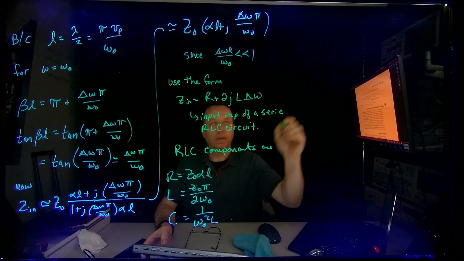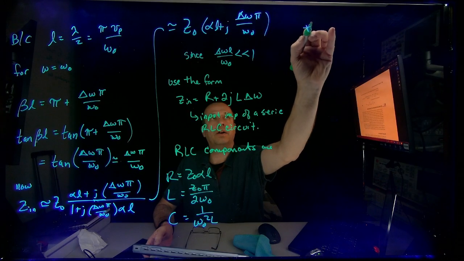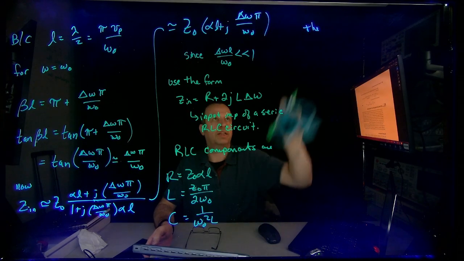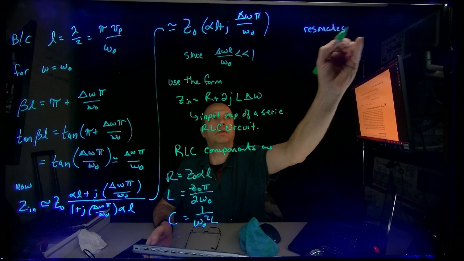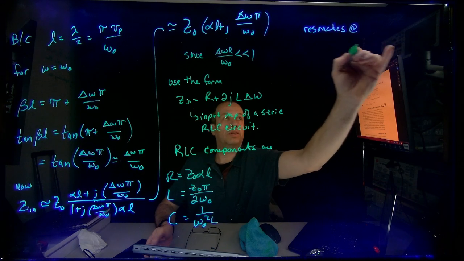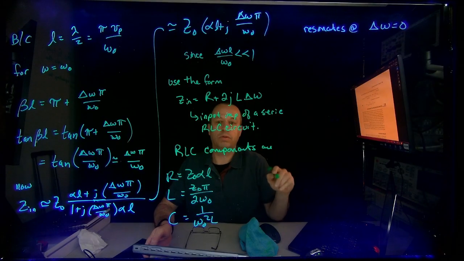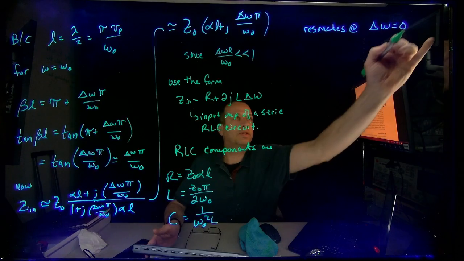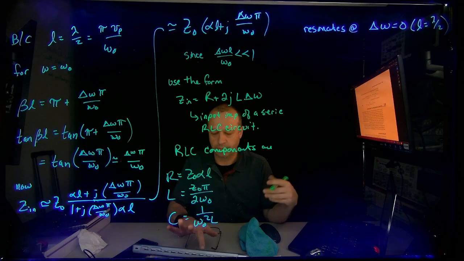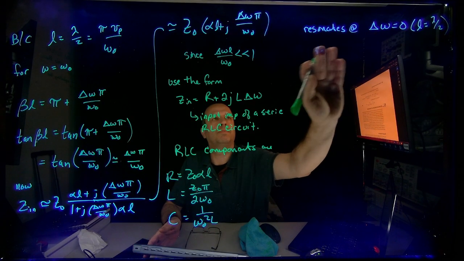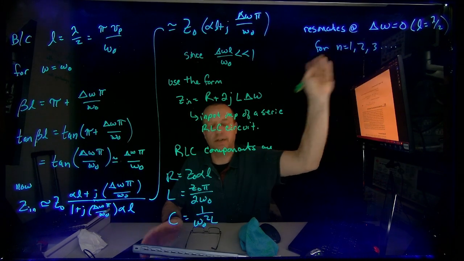So for this, let's just state the resonator resonates at delta omega equals 0. That would be the narrowing, and when that's equal to 0, that would be L equals lambda over 2, our half wavelength. And this is for n equals 1, 2, 3, dot, dot, dot, all the way down.